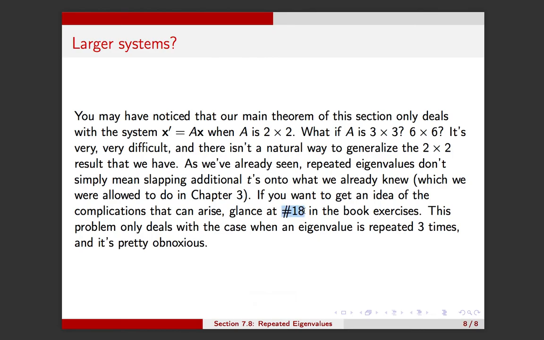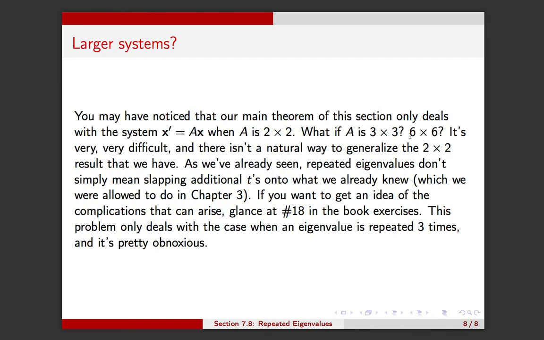So if you want to get an idea of how hard that is, you can look at number 18 in the book exercises. That problem deals only with the case when an eigenvalue is repeated 3 times. So it doesn't even try to deal with a general case of repeated 5 times or whatever. And even that exercise is pretty hard. It's all up in your face with how obnoxious it is.